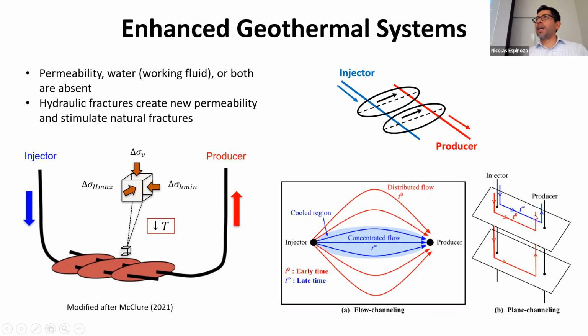Another phenomenon is called plane channeling. And this is when you have more than one fracture. In this case, mostly this is geometrical, but we're going to see that geomechanics also plays a role in this. Basically, your fluid goes into the injector, goes to the fracture, and then it doesn't go to the other fractures, but it just goes to one preferential fracture, and then it just goes through there, and then comes back to the producer. That's not good either. And those two are things that we want to avoid in a geothermal design. And those two depend on geomechanics too.